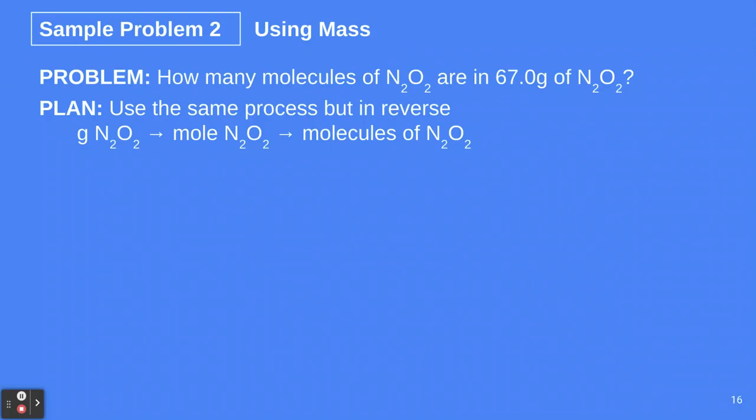So this one's asking how many molecules of N2O2 are there in 67 grams of N2O2. This is the exact same process. So here we're going to start with grams of N2O2. You need to find the molar mass, so you're going to have to do a little bit of that multiplying and addition to find the molar mass of N2O2. Then that'll get you out of grams into moles. And then lastly, we're going to get out of moles and into molecules using Avogadro's number.